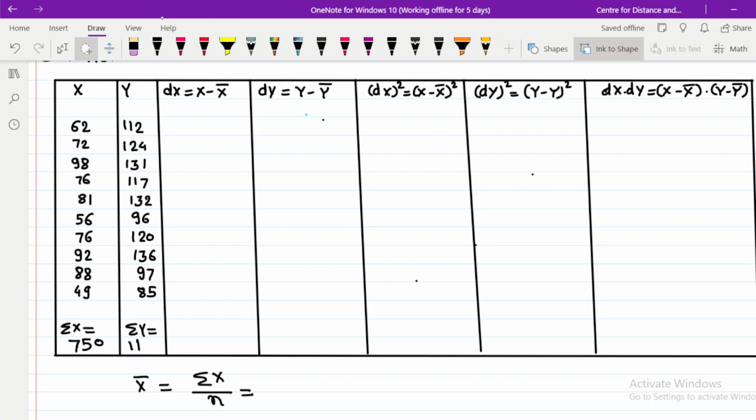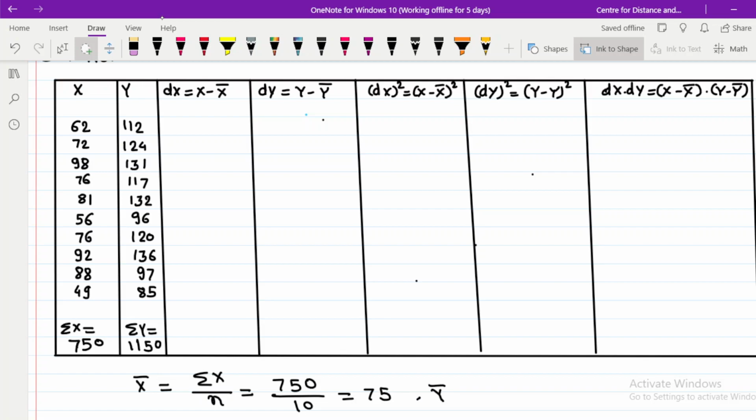Here the summation y is equal to 1150. Now we calculate x bar is equal to summation x, the value of summation x is 750, divided by n, that is the number of observations. Here the number of observations is 10. When we divide 750 by 10, we get x bar is equal to 75.